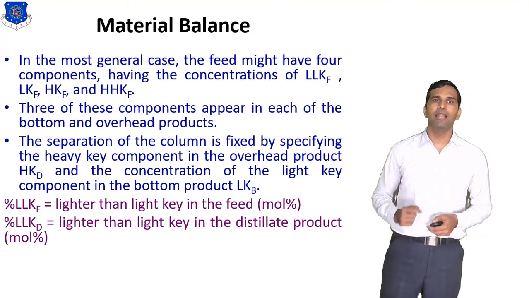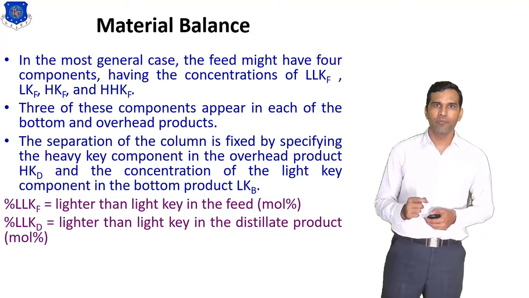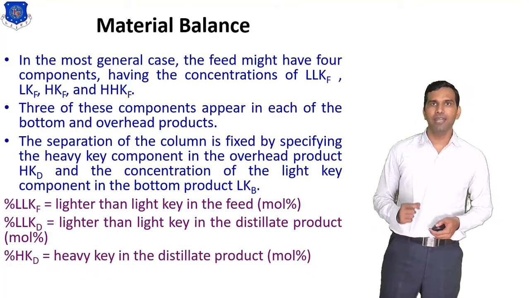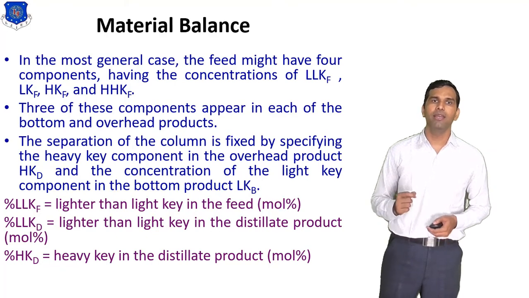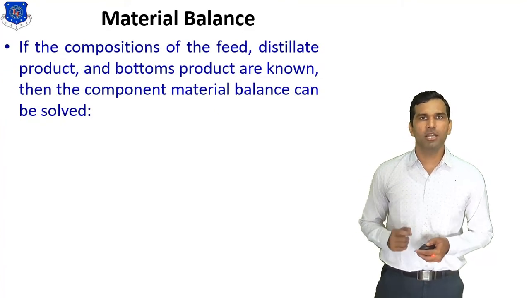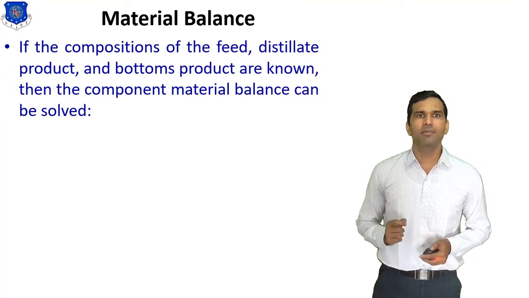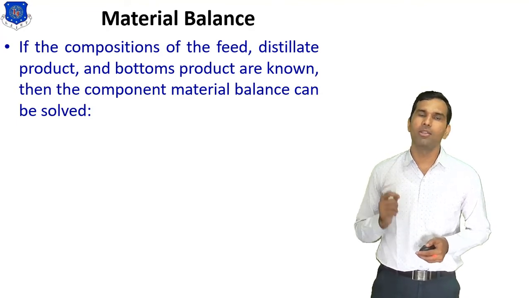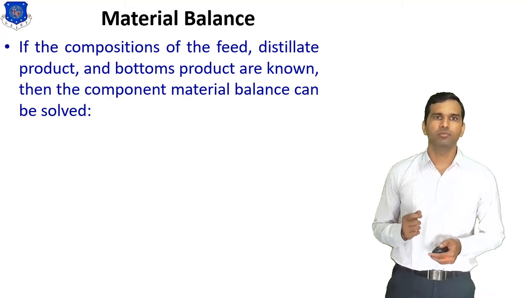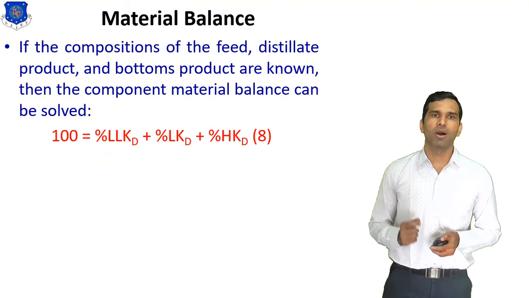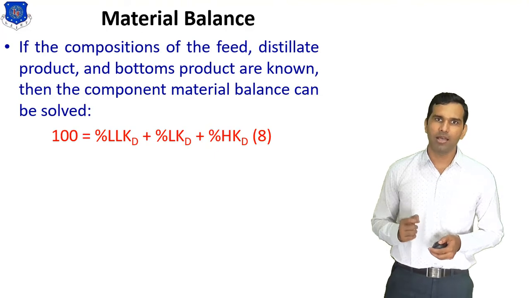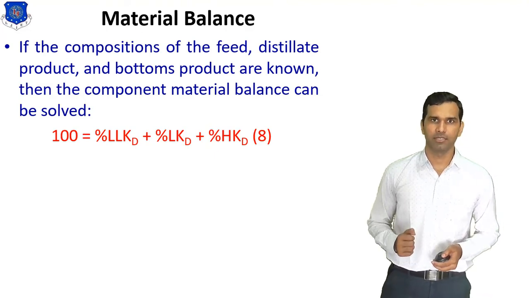%LLKD indicates the lighter than light key in the distillate product, and %HKD indicates the heavy key in the distillate product. Now, if the compositions of the feed, distillate product and bottom product are known, then the component material balance can be solved. 100 is equal to %LLKD plus %LKD plus %HKD.